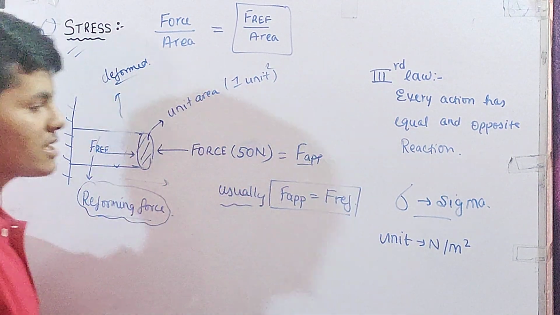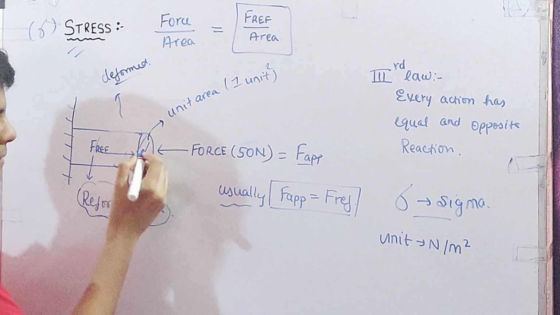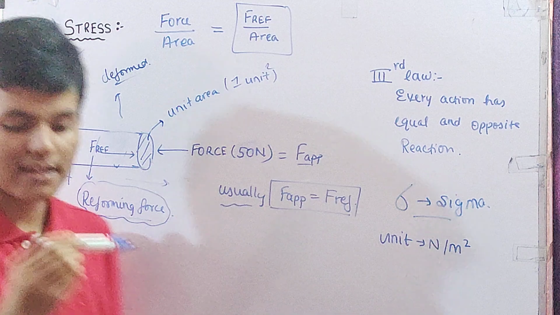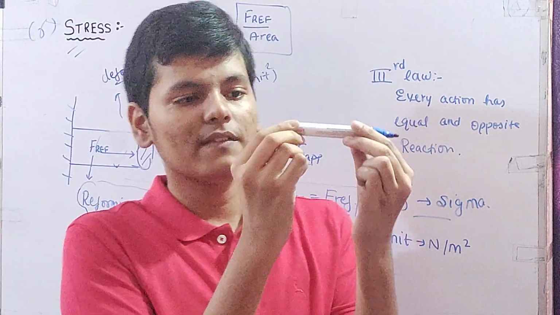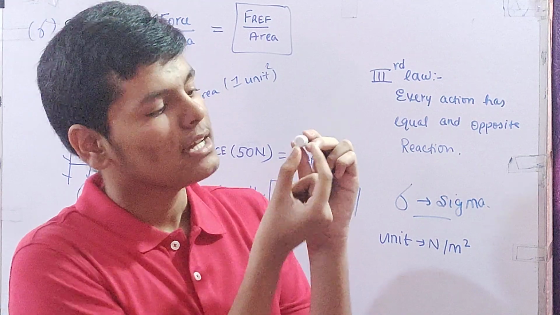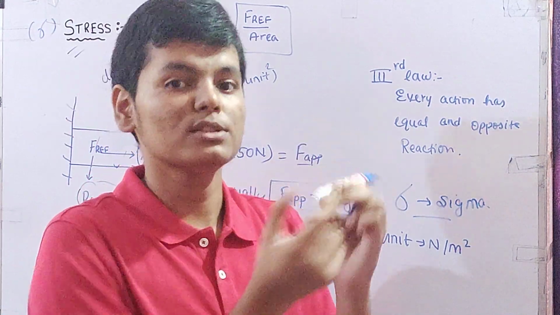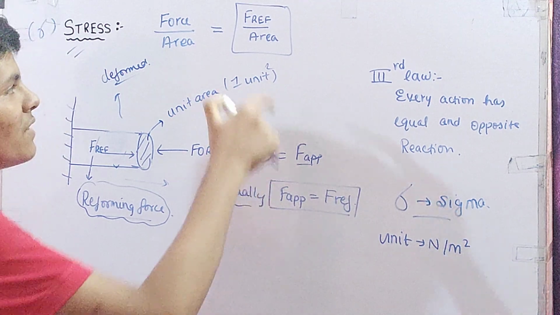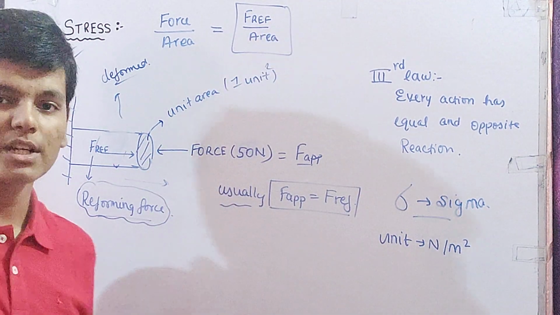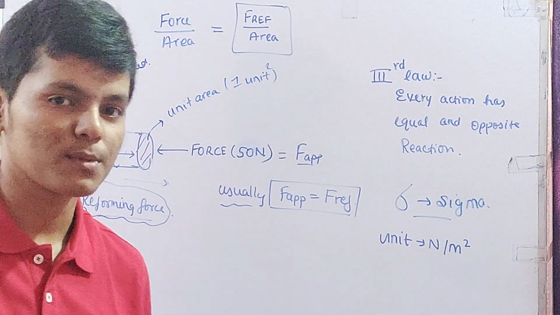What is the meaning of cross sectional area? When we take this cylinder, this has some circular part. The area of this circle is known as cross sectional area, and we have to use this area along with the reformation force to find out the stress. Now this was the concept of stress.